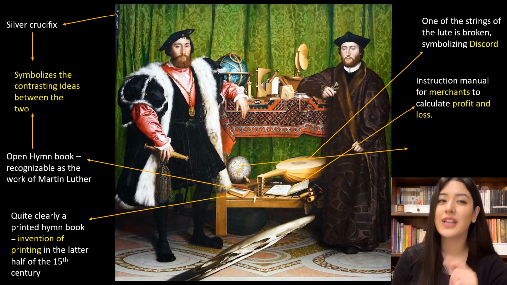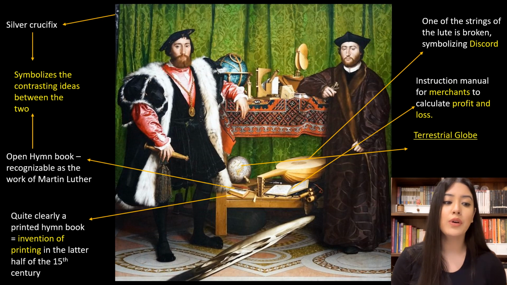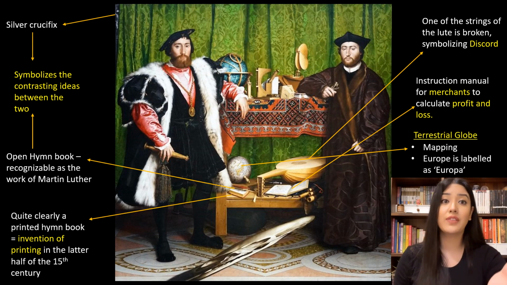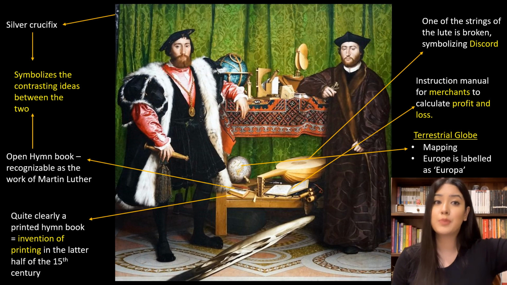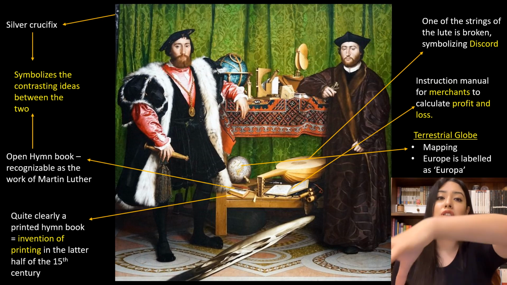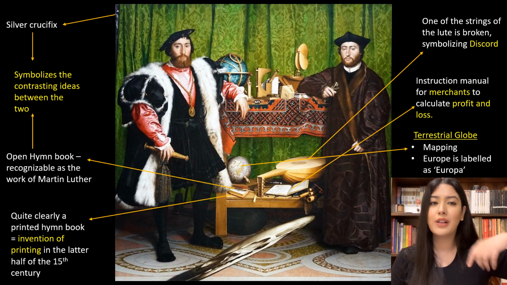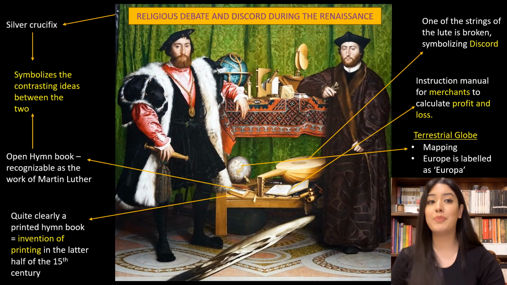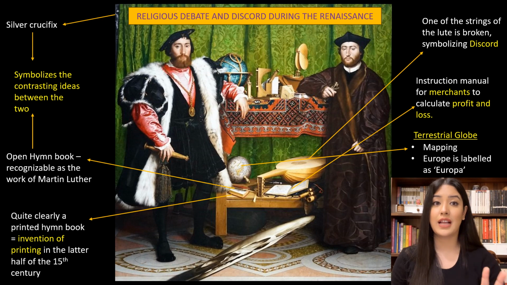Lastly, we have the terrestrial globe below there. It is also symbolic of mapping, because Christopher Columbus during this time was on his voyage, his explorations, and of course, as these voyagers were going out into the world, they were mapping the way. That's natural. They were trying to understand the horizons of the world. So mapping was another aspect of the Renaissance. They were trying to understand the world. And then Europe is labeled as Europa.